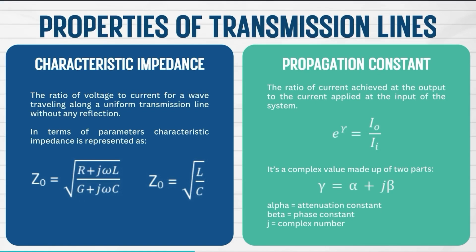It is defined as the ratio of current achieved at the output to the current applied at the input of the system. It is denoted by the Greek letter gamma, which describes how signals change as they travel along the line. It's a complex value made up of two parts: alpha is the attenuation constant, also known as decay, representing how much the signal weakens per unit length, and beta is the phase constant, which tells us how the signal's phase shifts over distance. Together, these properties explain how electromagnetic waves move through a transmission line.